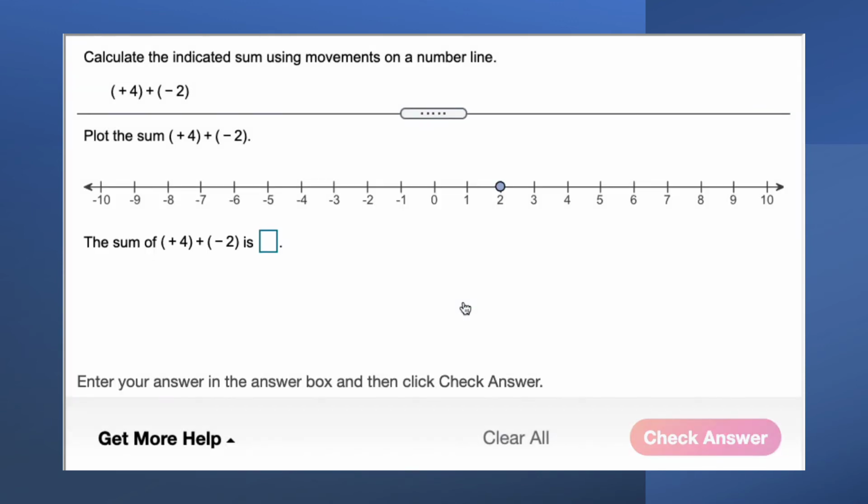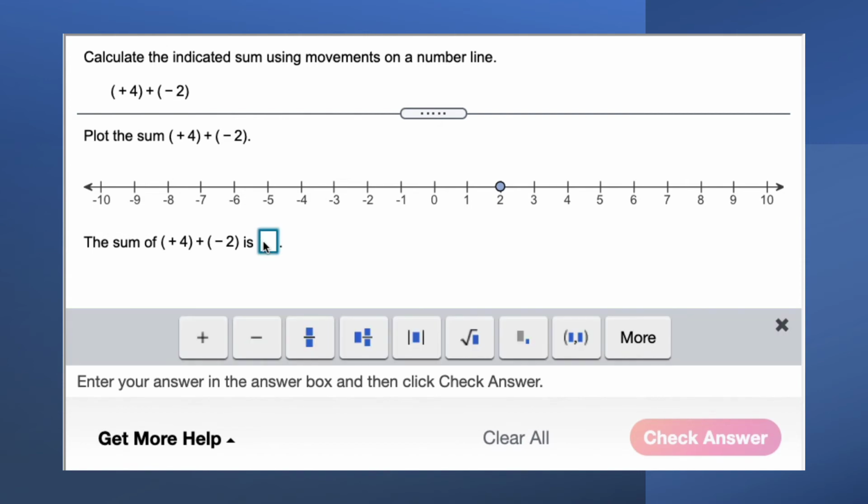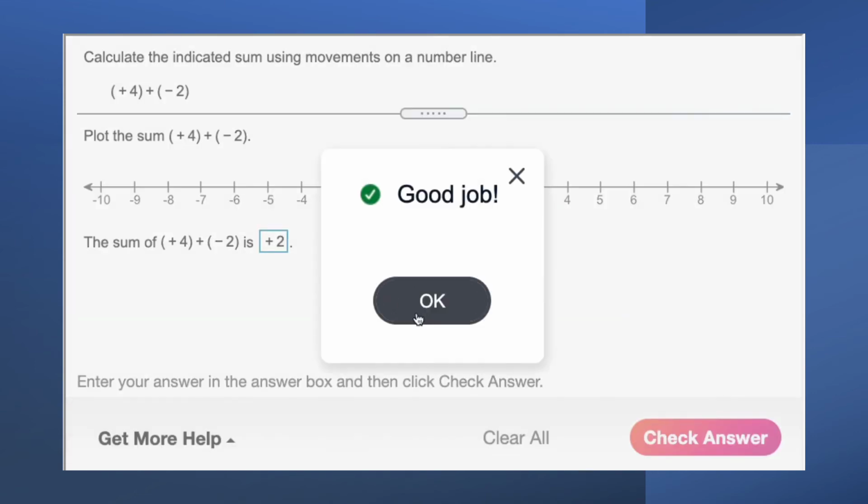Now we're asked to type the answer into the answer box. We want to include the sign with the answer. So we'll put our cursor in the answer box. We'll select the positive sign or the plus sign that's in the math toolbox, and then type in a 2. Next, we'll check our answer.